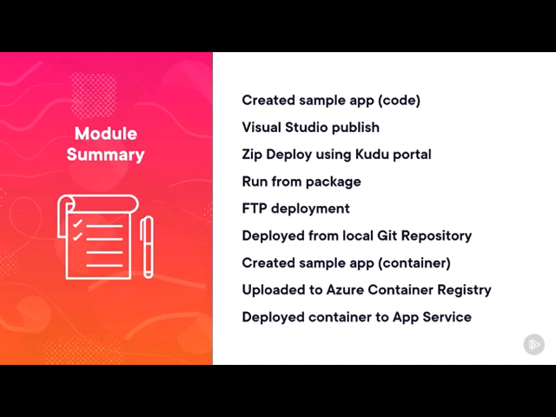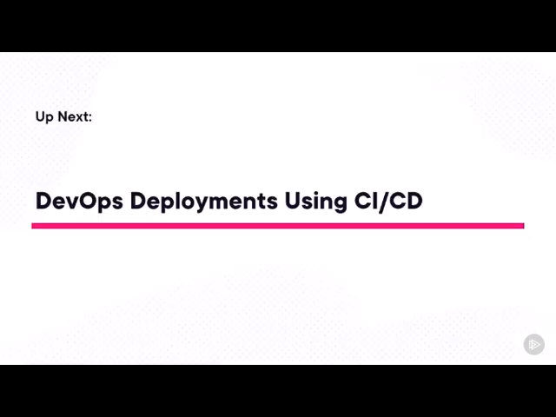We've touched on continuous deployment in this module. In the next module, we're going to look at how to configure ongoing continuous integration and continuous deployment using GitHub Actions and Azure DevOps, two code repositories with the ability to deploy our code and containers.